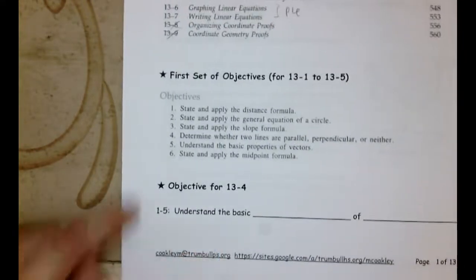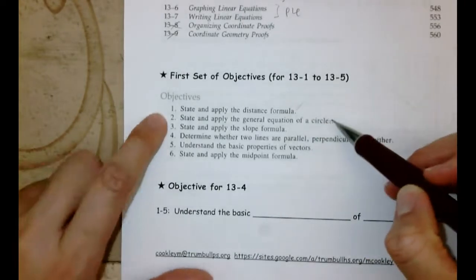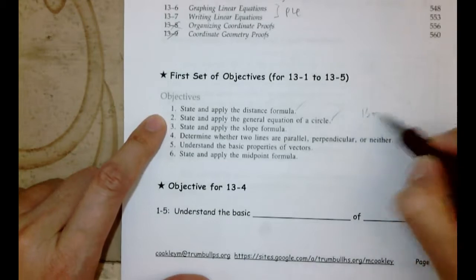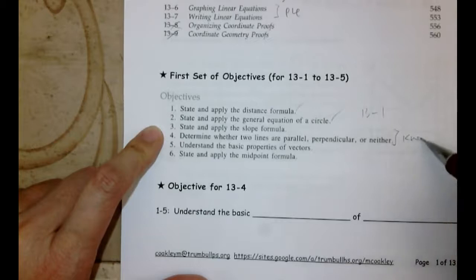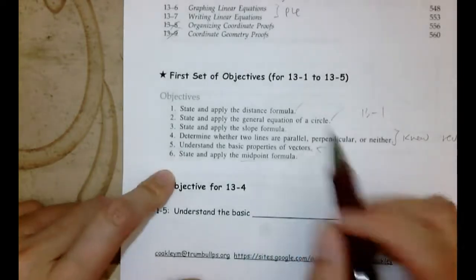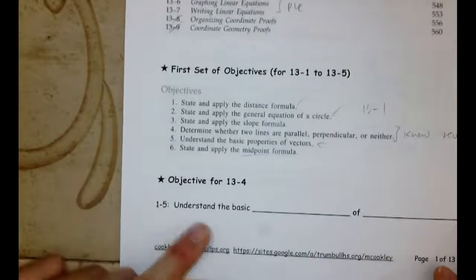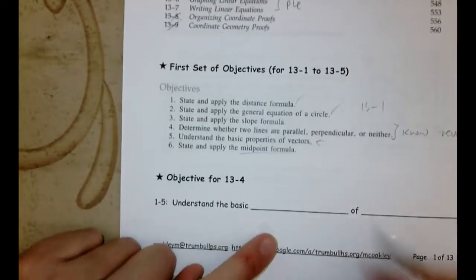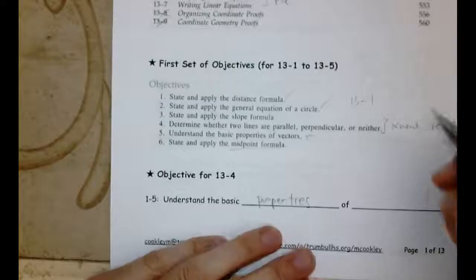Okay, so the objective for this section is... we did the distance formula and equation of circle in 13.1, right? And these you already knew. Review, and we are here. The vectors, and then we're gonna do midpoint formula in 13.5, and we are done with chapter 13. So understand the basic properties of vectors.